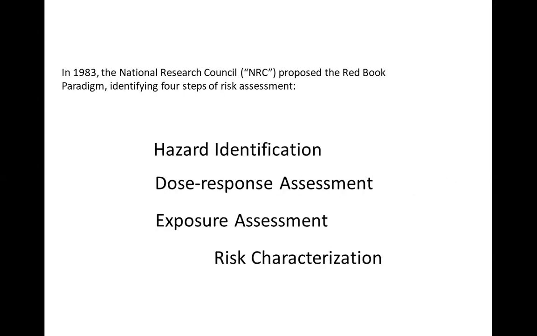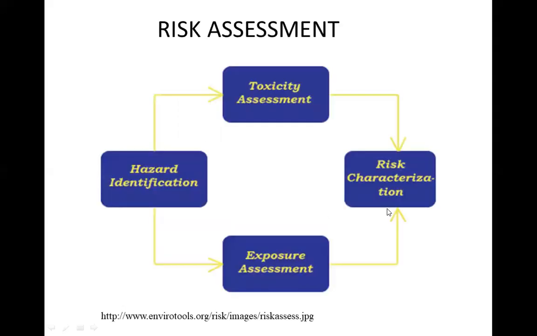The National Research Council proposed the Red Book paradigm, and they identified 4 steps in risk assessment, and it's basically what we just went over, okay? But they say risk characterization and exposure assessment. So this is what the NRC considers the 4 steps of a risk assessment. Okay, and then we go through all 4 of those, right? And as you can imagine, they have effects on one another, right? So if you're doing a toxic exposure, for example, you measure toxicity.